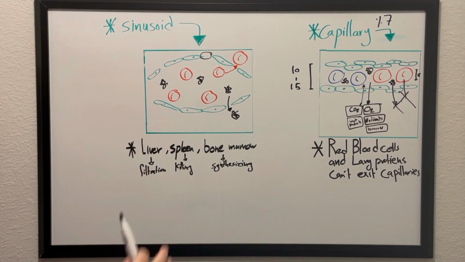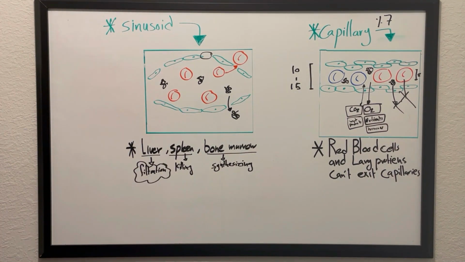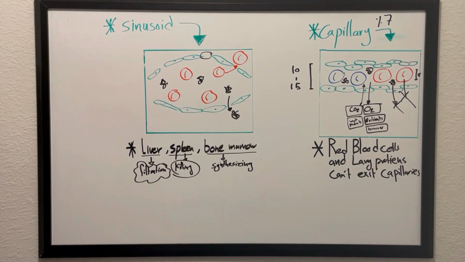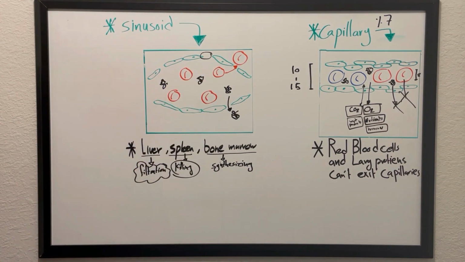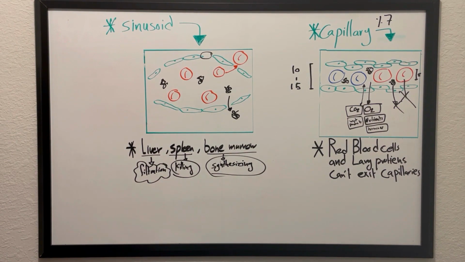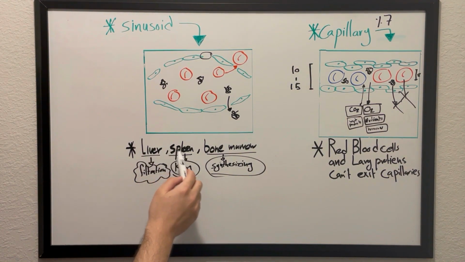Why is that? Sinusoids exist only in the liver, the spleen, and the bone marrow. In the liver, they can detect the damaged red blood cells and get rid of them. And in the spleen, it allows the white blood cells to enter in large quantities into the sinusoid in order to kill any germs that are present in the blood. And in the bone marrow, they are there in order to allow the bone marrow to insert the red blood cells and the other cells that are produced inside the bone marrow into the circulatory system. And that's why we have sinusoids in the liver, spleen, and bone marrow.